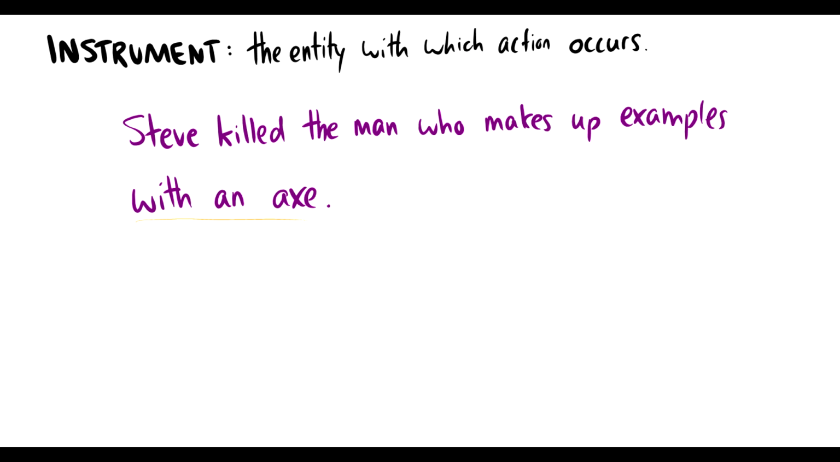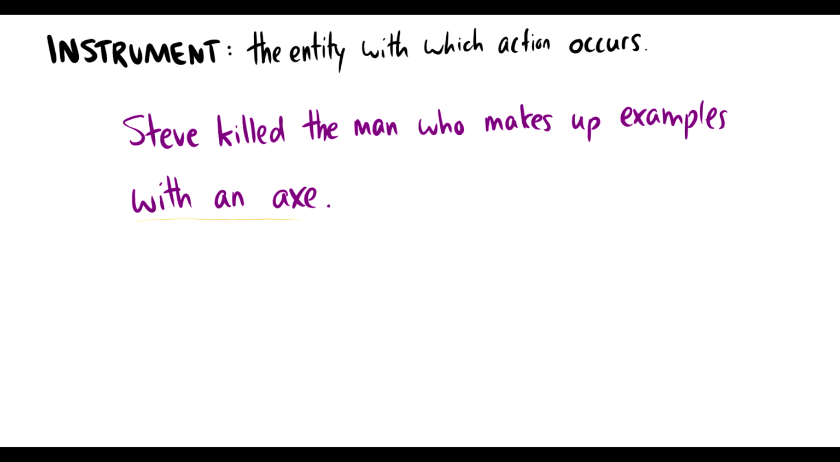Alright, instrument. Instruments are not really ever pointed out in examples. I've never seen an instrument on an exam before in linguistics. In fact, I'm pretty sure I've never seen an example of an instrument in a textbook other than just giving it a definition. So you can see how important this instrument theta role is. Steve killed the man who makes up examples with an axe.